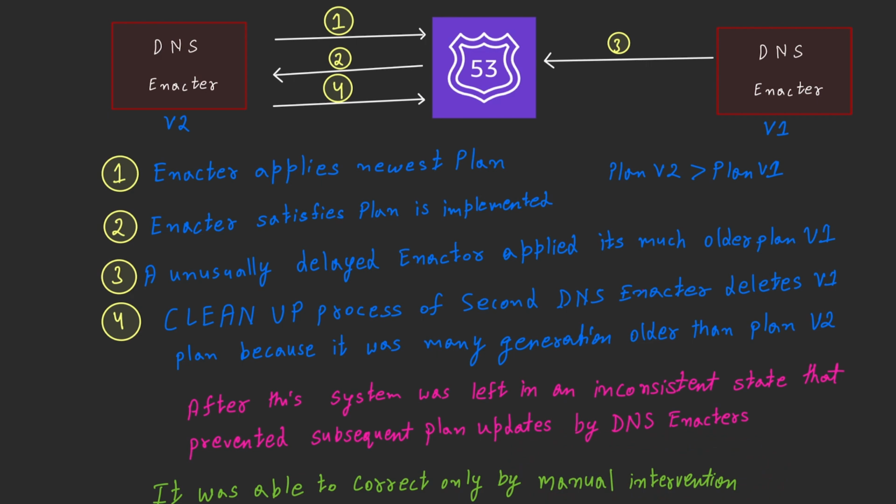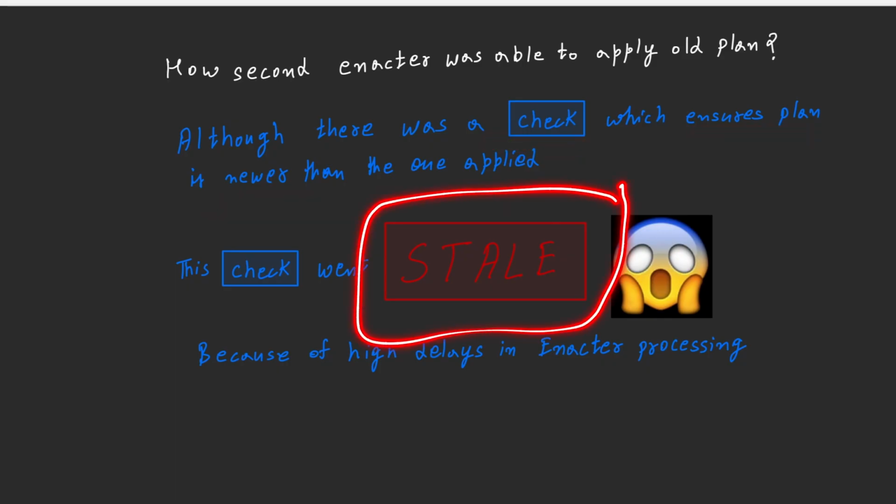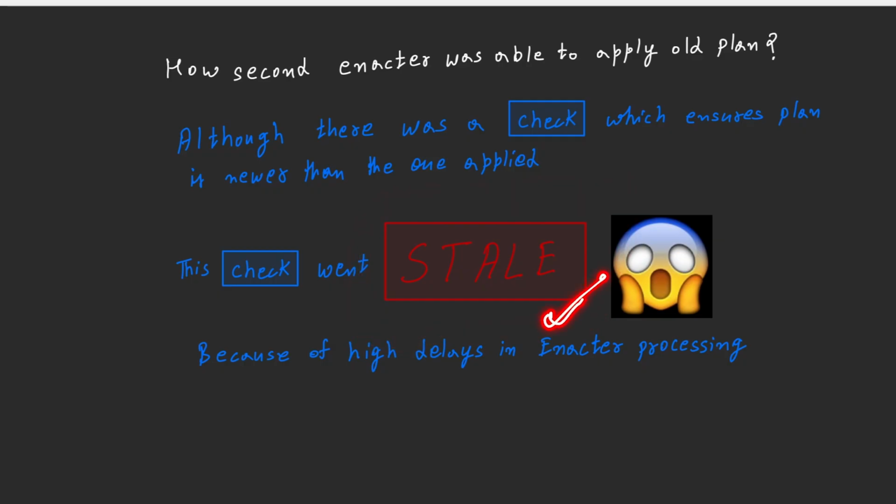Okay, so let's now understand how plan V1, which was old, was able to overwrite plan V2. So how was the second enactor able to apply the old plan? Although there was a check which ensured the plan is newer than the one applied, this check went stale. Yes, this was the core issue. The check which was there, which checks that a newer plan is not overwritable by an older plan, went stale.